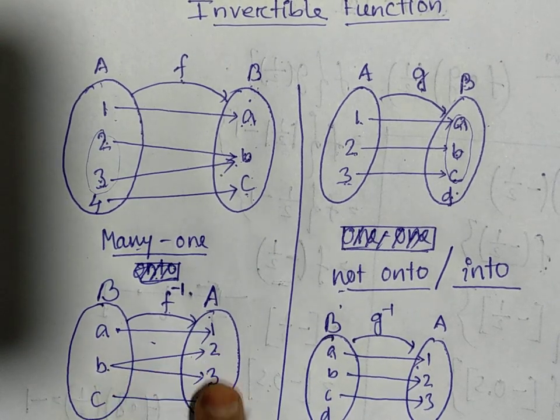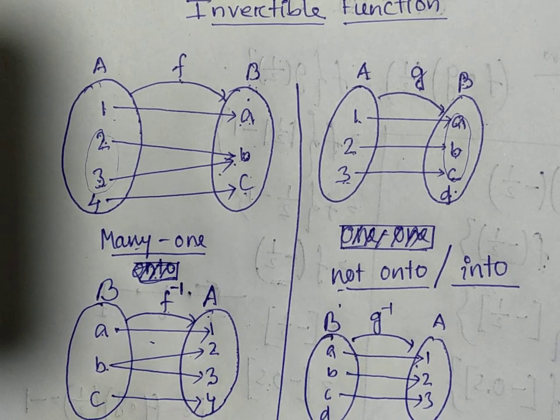If we try to write the reverse order, the element b has two images, but according to the definition of function each and every element of the first set should have unique image.